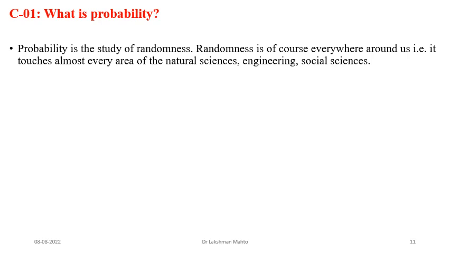We have to ask questions regarding randomness. Randomness is of course everywhere around us, touching almost every segment: natural science, chemistry, engineering, social sciences, everywhere randomness is coming. What is the meaning of randomness? Simply, we can't predict what will come. What next thing will come, we can't predict.